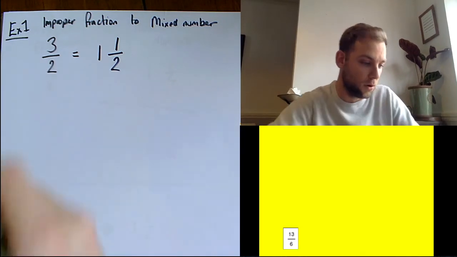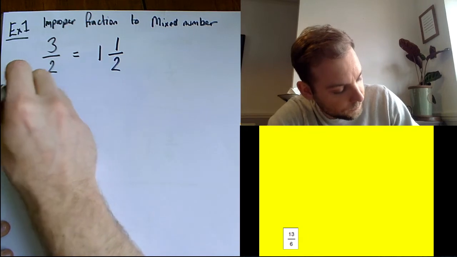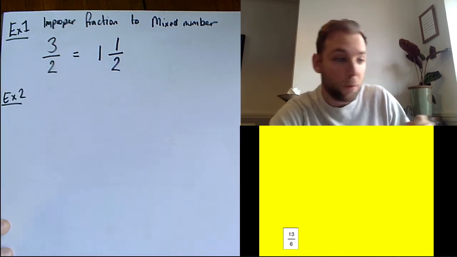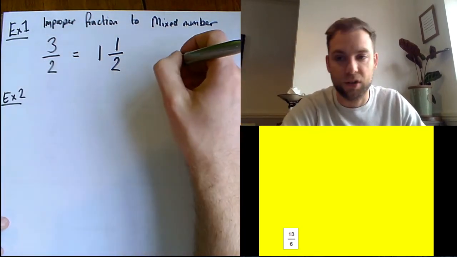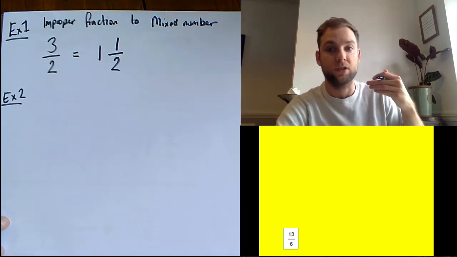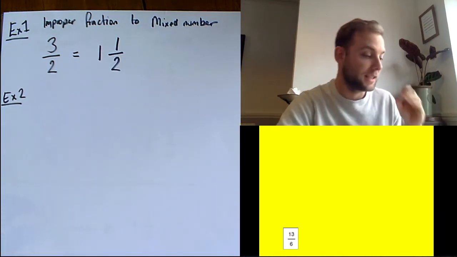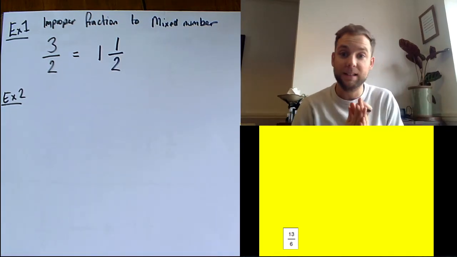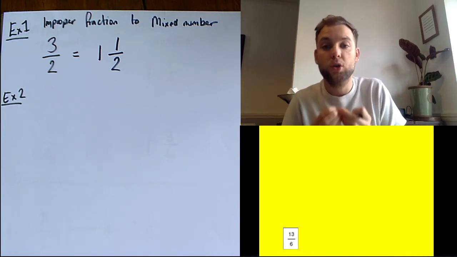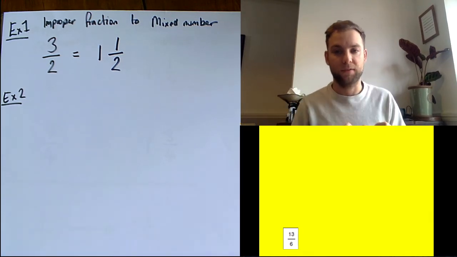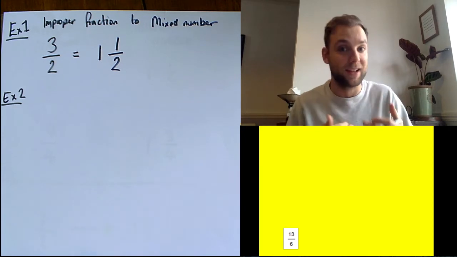So let's have a go at some more. So example 2. It's probably worth writing here on the side of your notes: how many times does the bottom go into the top and what's left over? Because that's how we do this. How many times does the bottom go into the top and what's left over? If you need to pause to get that down, do it now.